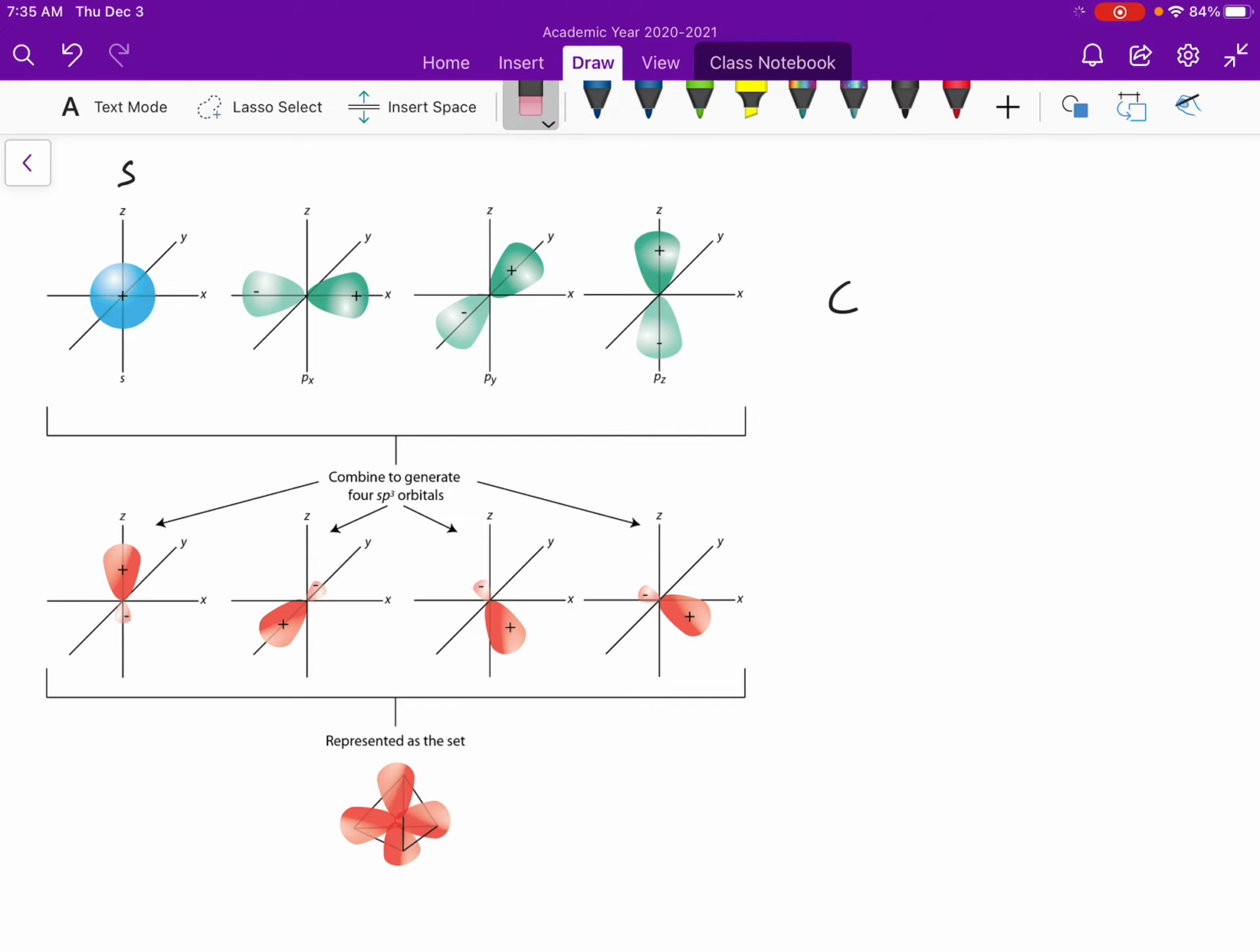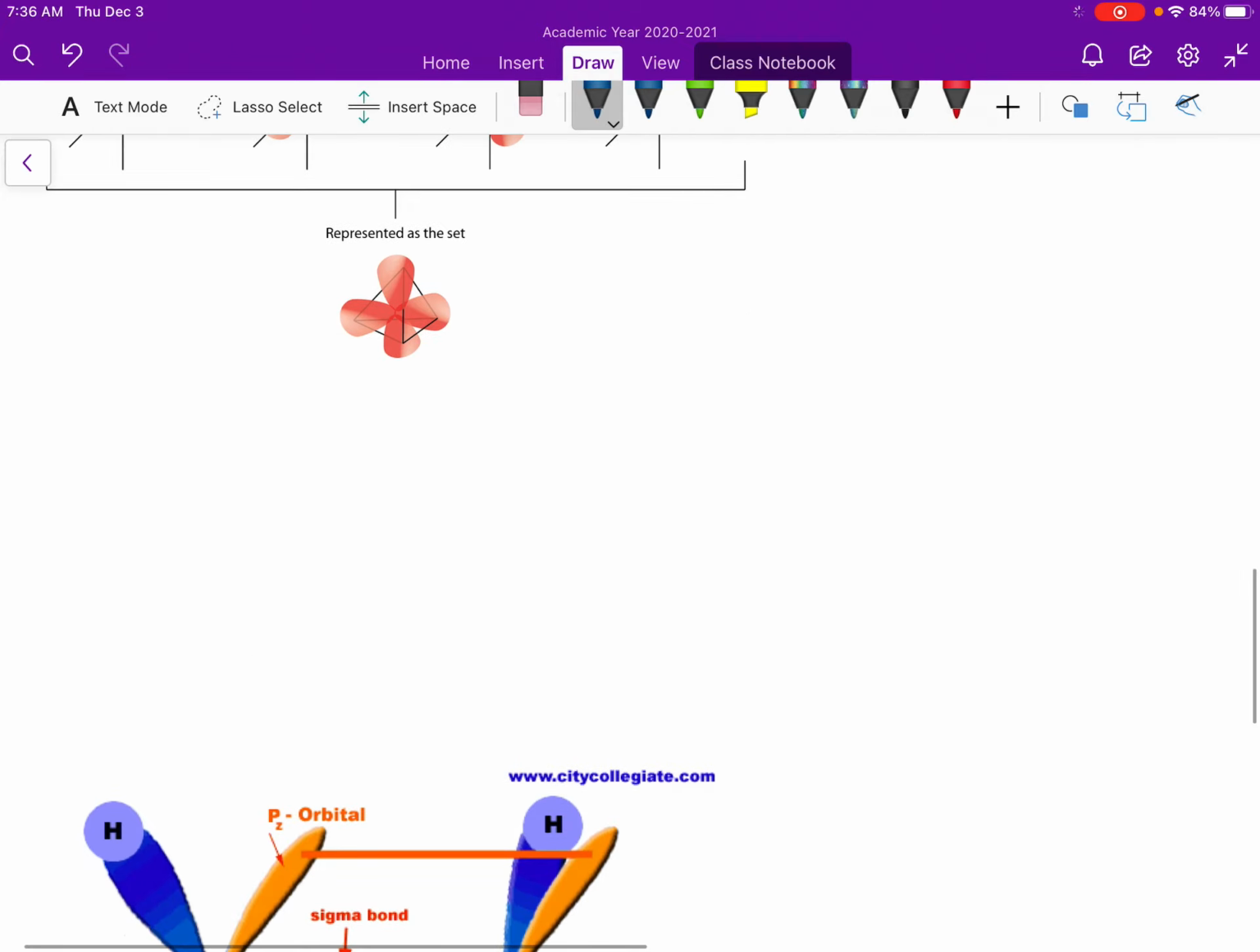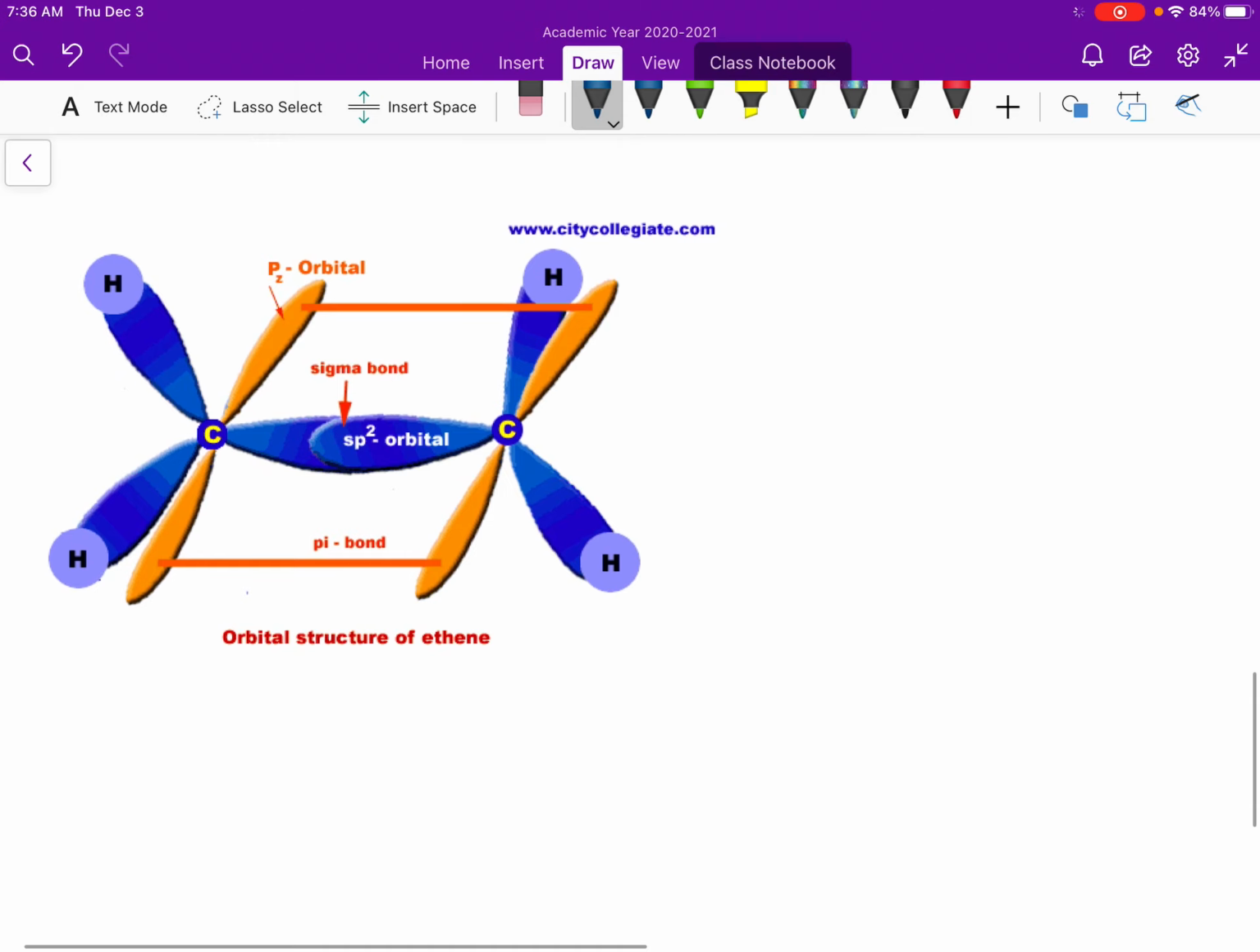Okay, so what happens then if you have a double bond in there somewhere? Okay, so let's look at another one here. Let me move this down.